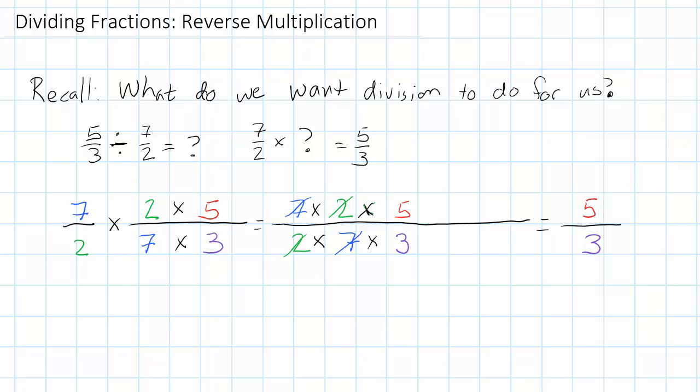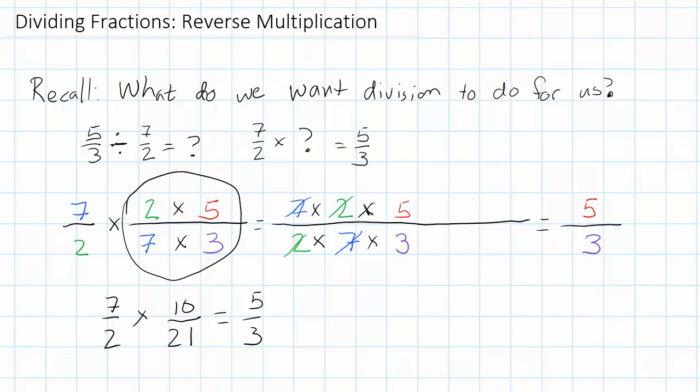So, what do I have to multiply 7/2 by to get 5/3? It's this thing. 2 times 5 is 10. 7 times 3 is 21. I claim that 7/2 times 10/21 equals 5/3. Working it out, 7/2 times 10/21, well, that's 7 times 10 over 2 times 21.